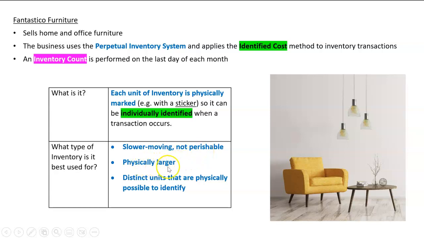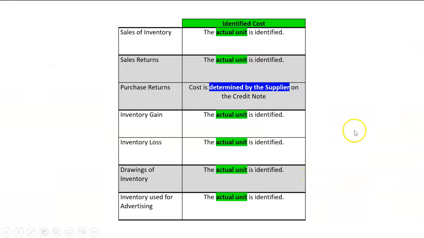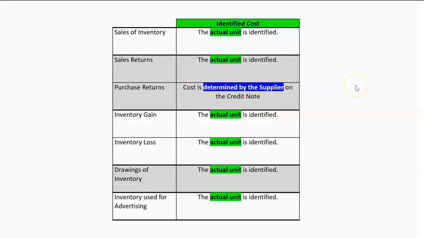It's also good for things that are physically larger, and things that are distinct, that we can actually physically identify and might be a little bit unique. And I think furniture definitely fits that category. It's all of these things here. So that's a good system for this business. And what we're going to need to do is apply all of these rules. Using our identified cost method, we can see it's actually pretty simple. Every time, all we do is identify the actual unit for every single transaction, except if there's a purchase return, where the cost will be determined by the supplier.